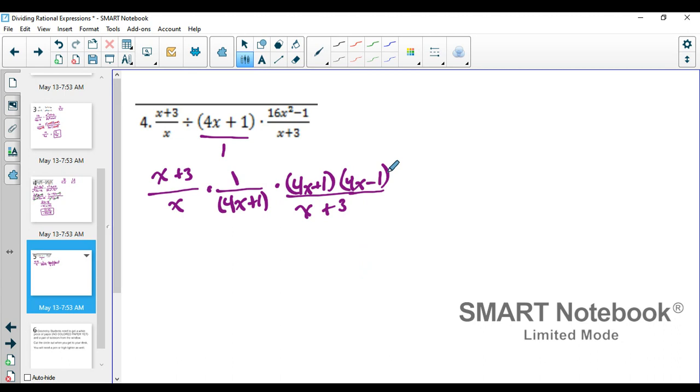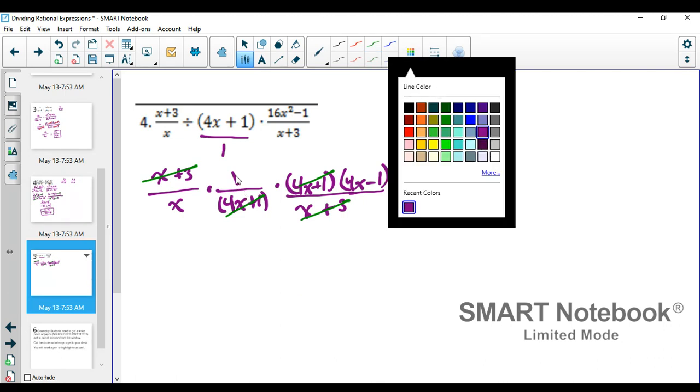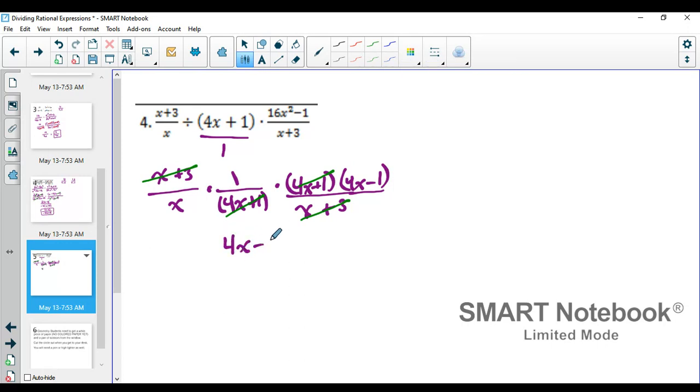So now we have everything set to just start canceling things. And the easiest one, because we just wrote it, we have a 4x plus 1 here and a 4x plus 1 here. So we're just going to cancel those. And then if you look, there's an x plus 3 in this denominator, and an x plus 3 in this numerator. Once again, you're just going to cross those out. So the things that we are left with, we have the 1 and the 4x minus 1 in the numerator. So essentially, it's just 4x minus 1 over, and the only thing left in our denominator is x. And there you go. And we're done. Voila.